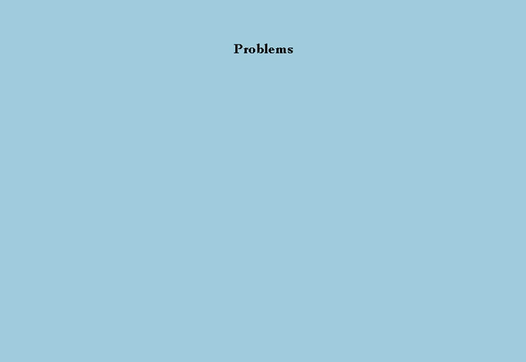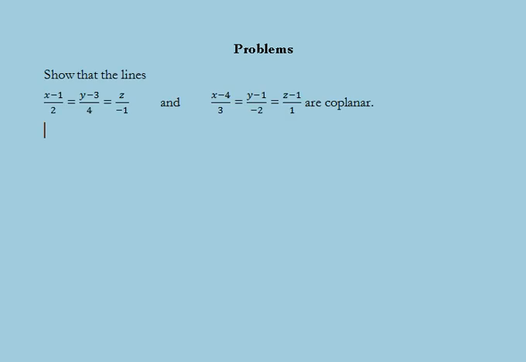Finally, we are going to deal with a problem which states: show that the lines given as the first line, x minus 1 divided by 2 equal to y minus 3 divided by 4 equal to z divided by minus 1, and the second line, x minus 4 divided by 3 equal to y minus 1 divided by minus 2 equal to z minus 1 divided by 1, are coplanar.